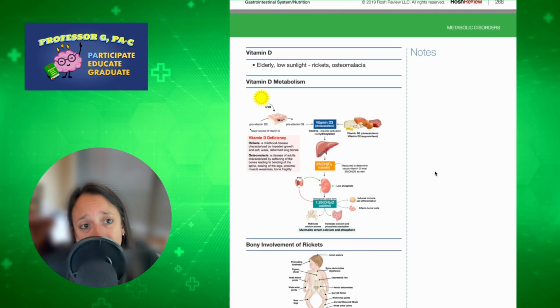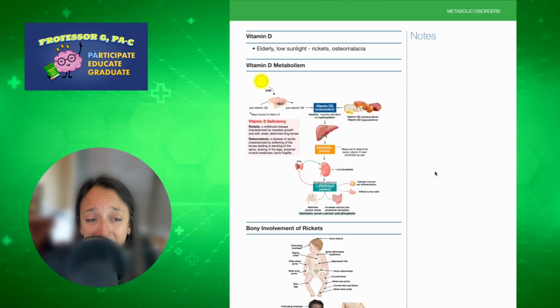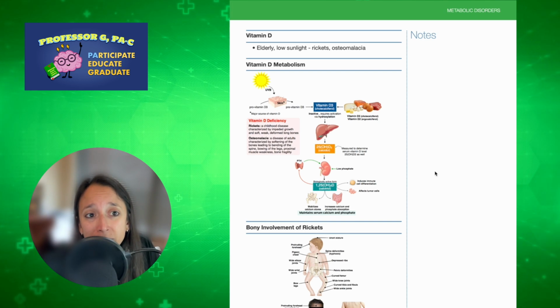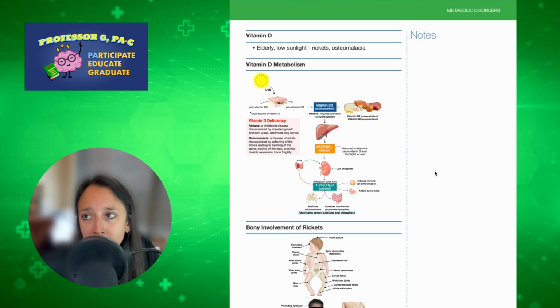Vitamins. All right, we're going to the vitamins now. So vitamin D, we get it from sunlight. A lot of times, a lot of us are vitamin D deficient because we are inside in fluorescent lighting by our computer all day, every day.